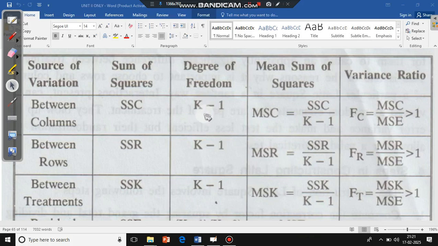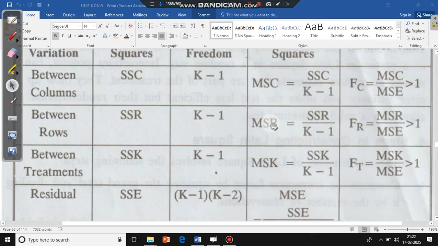This k is the number of treatments. When the problem comes, I will explain what k is. So how to calculate MSE? It is nothing but SSC divided by k minus 1. And then FC, if MSC is greater than MSE, we are calculating here. You are comparing this and this.